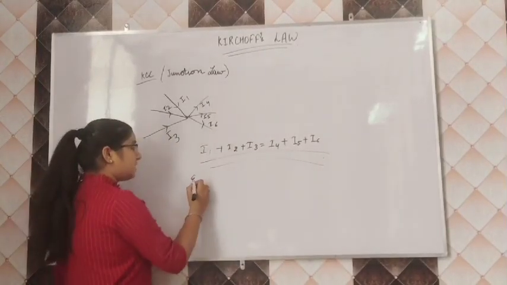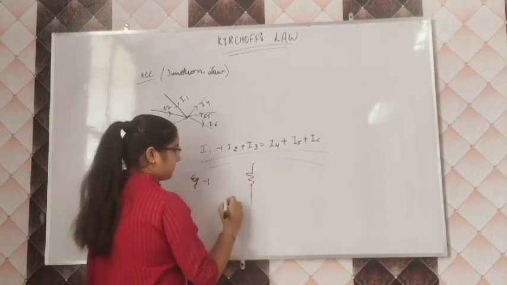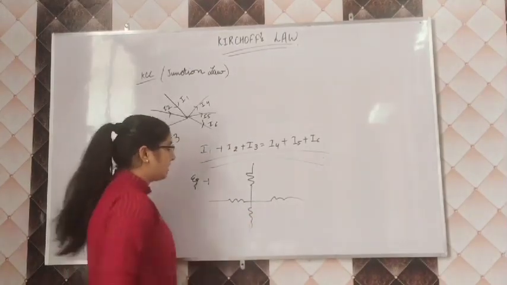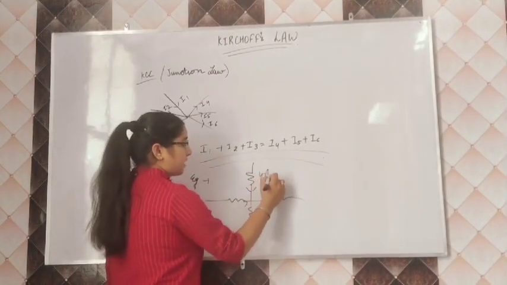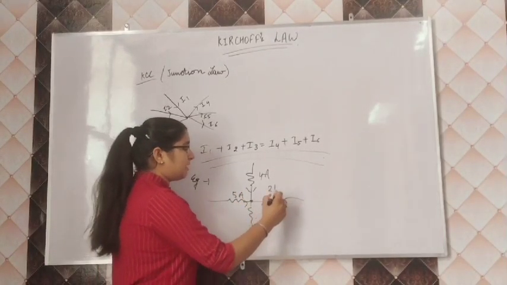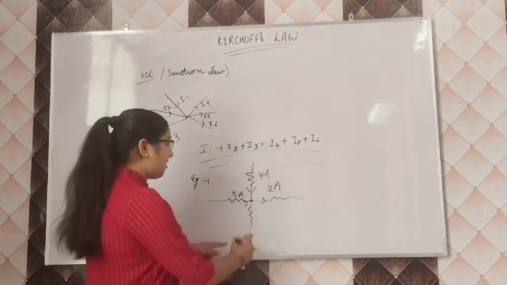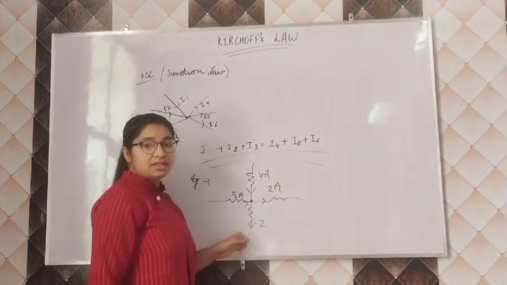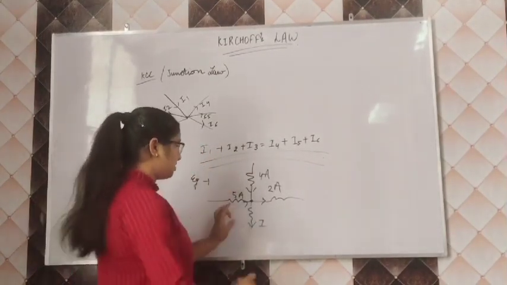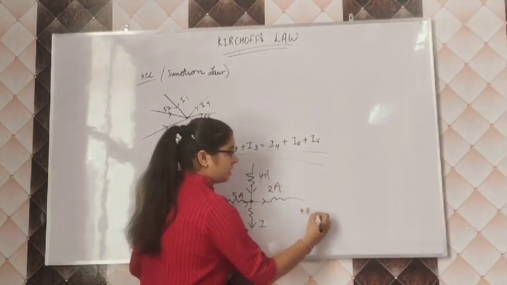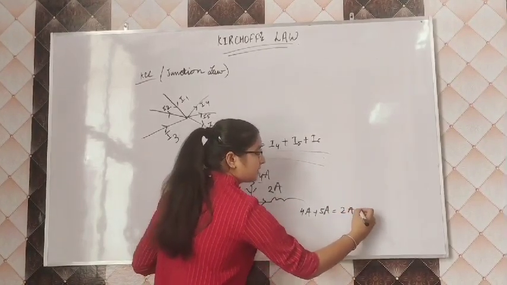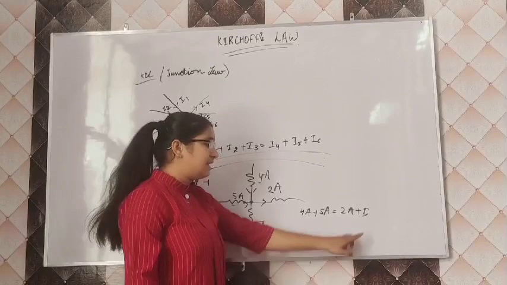So now let us consider an example. For example, this is an example. Let us consider here 4 ampere current and here 5 ampere current is entering the junction, and here 2 ampere is leaving the junction. So now we have to find how much current is leaving the junction through this. So we have to consider the current entering the junction, that is 4 ampere and 5 ampere. We have to sum up and keep it equal to the 2 ampere and I ampere, that is the current leaving the junction. We have to find the value of I.